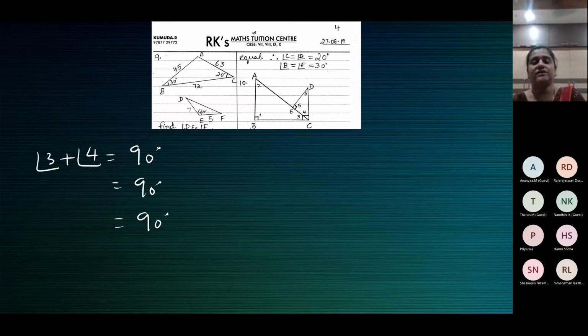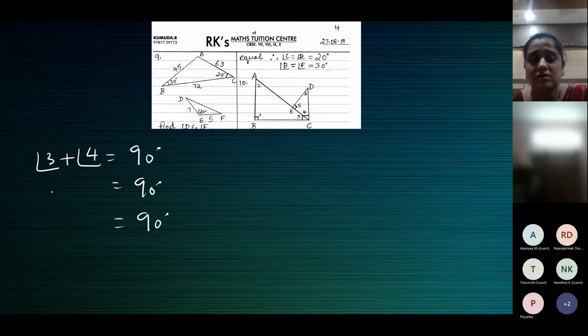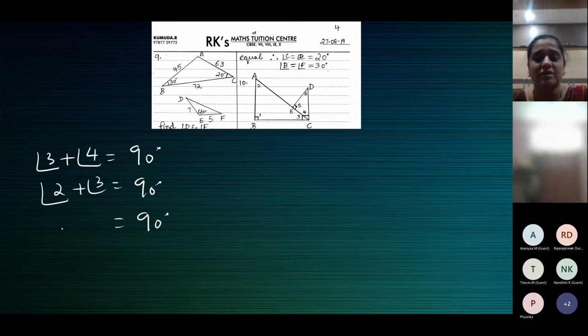Angle 3 plus 4 is 90. Tell me two more like this. 2 plus 3 and 4 plus 6. Very good. Yes, correct. Ananya said 2 plus 3 is 90. She's right. And Sneha or Harini, I don't know, said 6 plus 4. You're right. 6 plus 4 is 90. Very good.